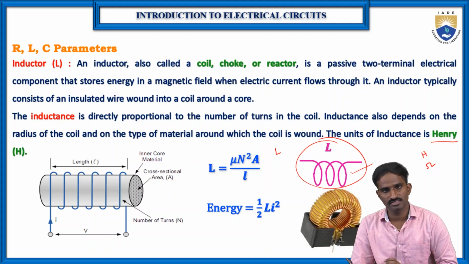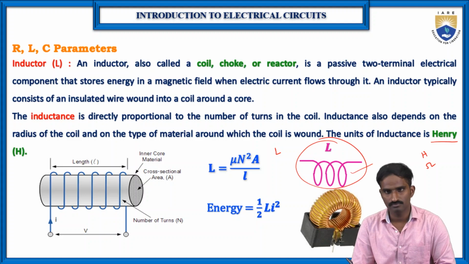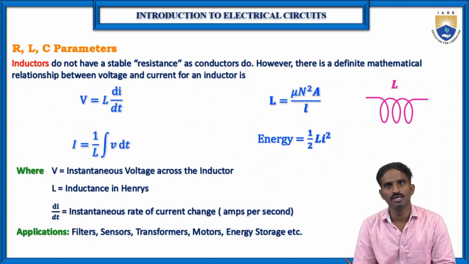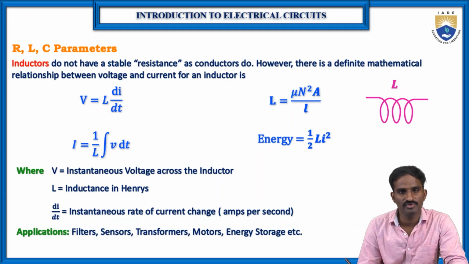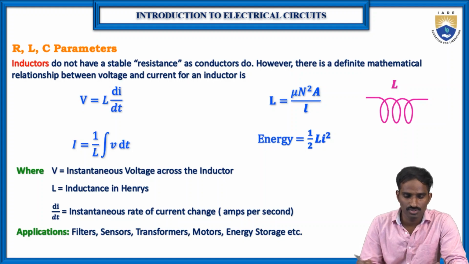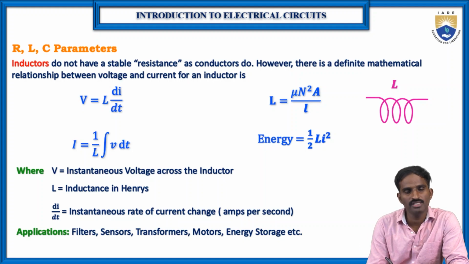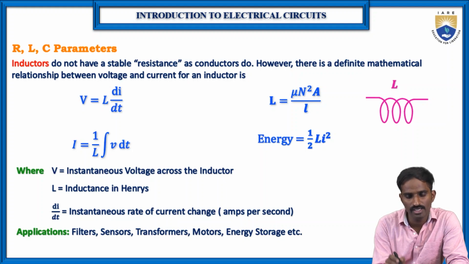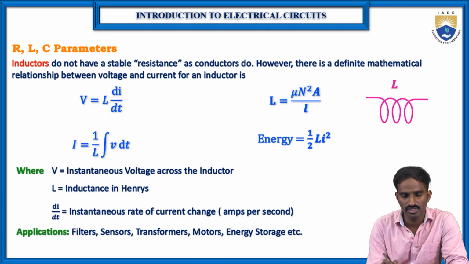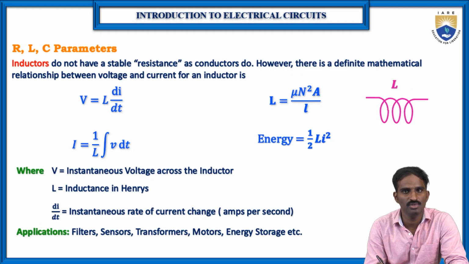Then we will discuss the relation between the voltage and current in case of an inductor. So here this is the voltage and current relation for the inductor. It is not as simple as in the case of a resistor. If you want to find the voltage across the inductor, V is equal to L into di by dt. Here di by dt is the rate of change of current.